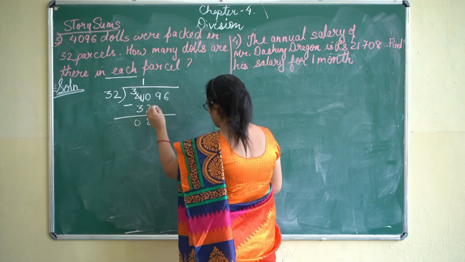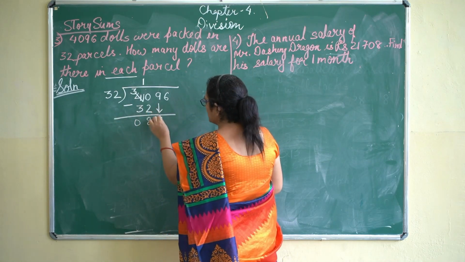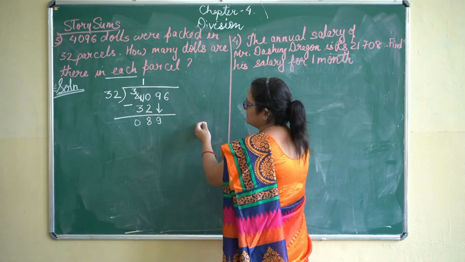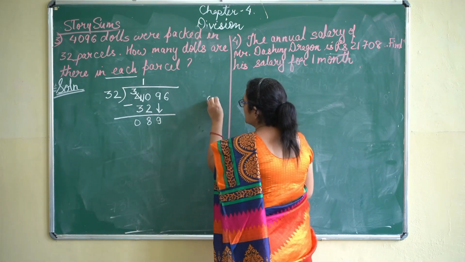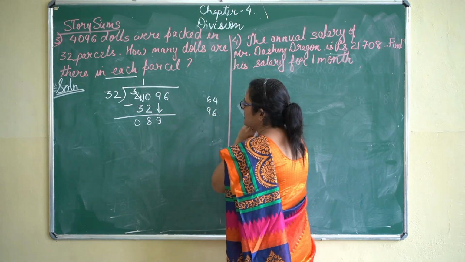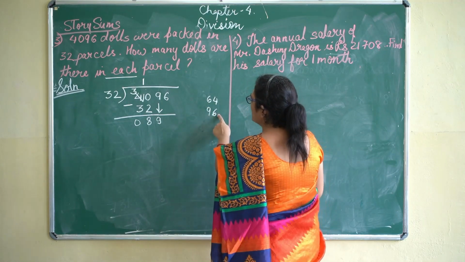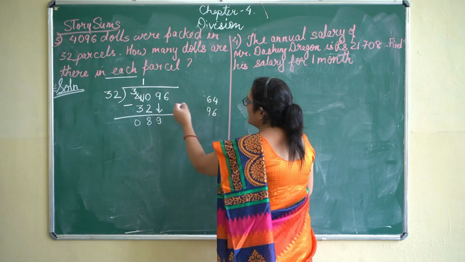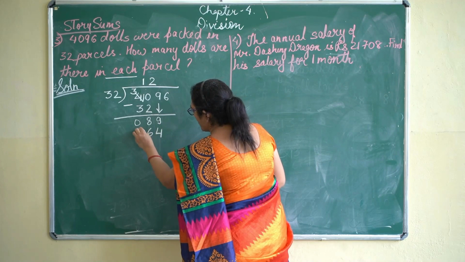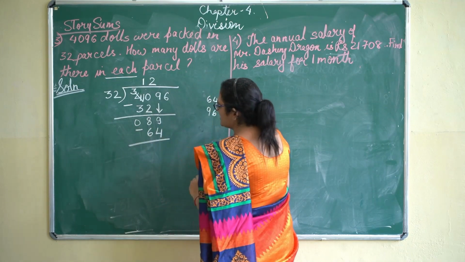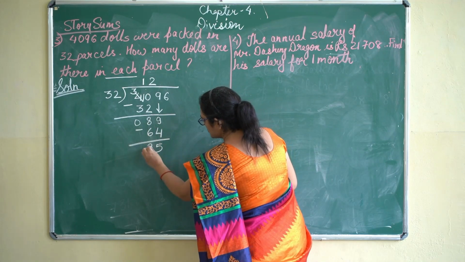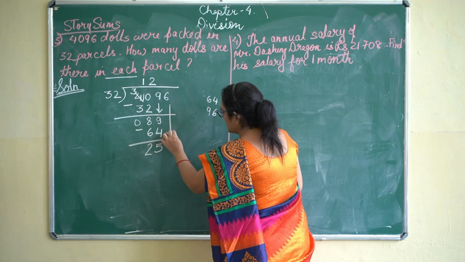What will we bring down? The next number, that is 9. Okay, 32 twos are 64 and 32 threes are 96. So 96 is bigger, so we'll take the smaller number, that is 32 twos are 64. Now we'll subtract. 9 minus 4 is 5, 8 minus 6 is 2. We'll bring the next number down.